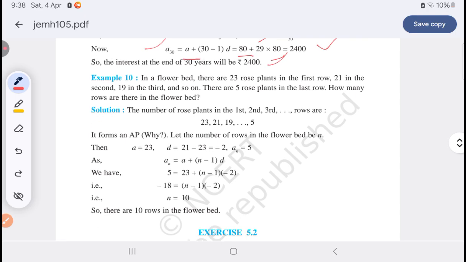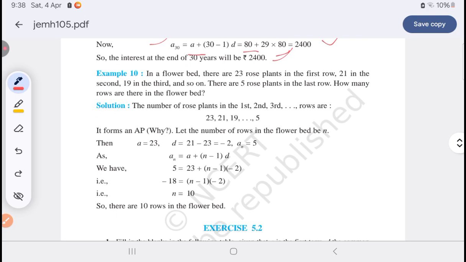Another example. In a flower bed, there are 23 rose plants in the first row and 21 in the second, 19 in the third, and so on. There are 5 rose plants in the last row. How many rows are there in the flower bed? The number of rose plants in the first, second and third rows are 23, 21, 19, and so on up to 5.